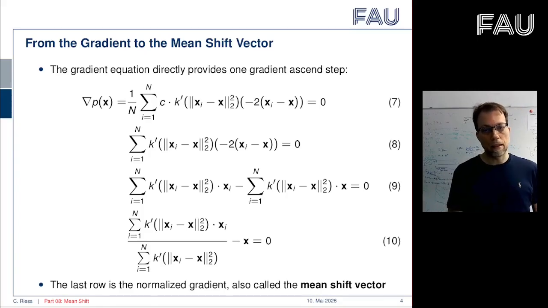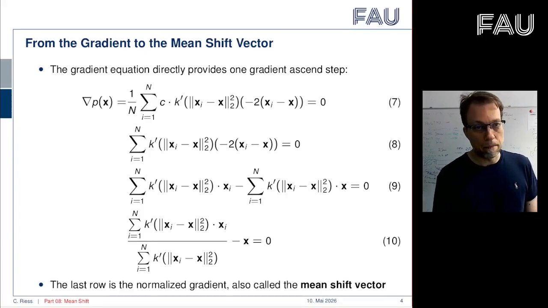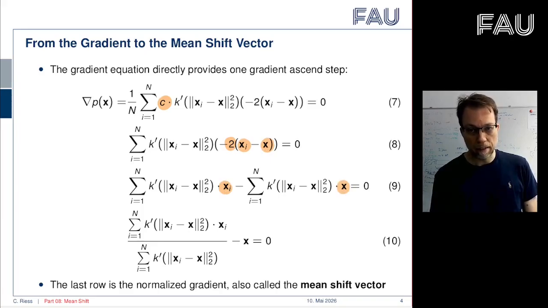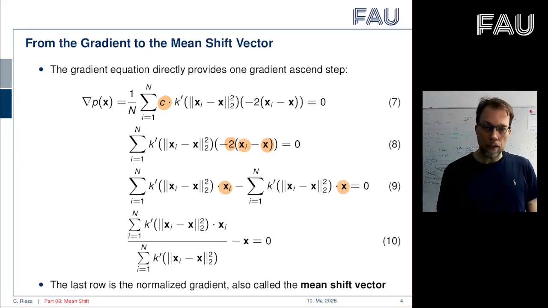Now let's do the calculation. This is just a copy of the equation from the previous slide. First, let's drop the c, so we can divide by c, it's just a constant. Let's also drop the 2, we can just divide by 2 globally, it's also just a constant. And then let's multiply out the xi minus x term, so we have the xi here and the x there. And let's rearrange everything such that x is isolated.